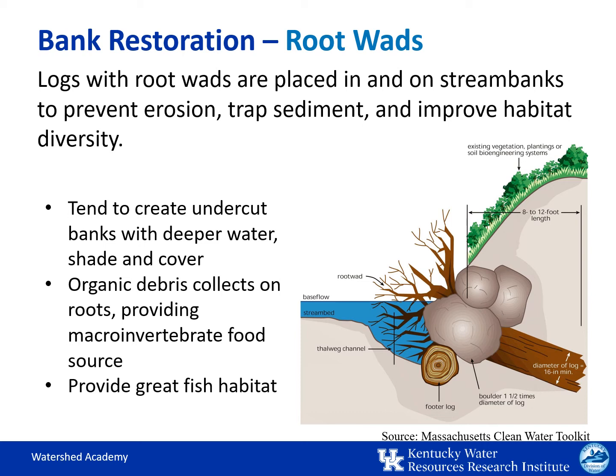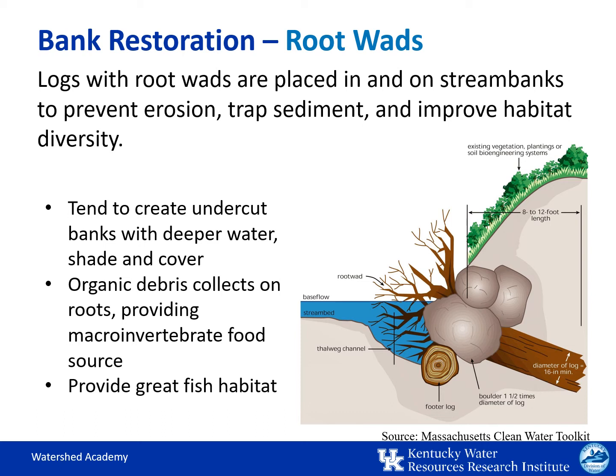These areas can tend to be undercut a little bit, and they form an area of deep water with shade, and this is great habitat for a variety of different fish species. Also, these root wads, as they branch out into the stream, tend to collect different organic debris and form leaf packets. And this is a great food source for many different macroinvertebrate species.